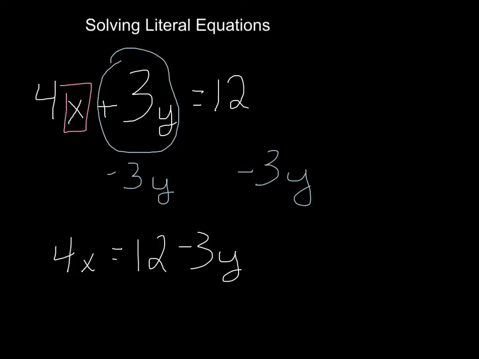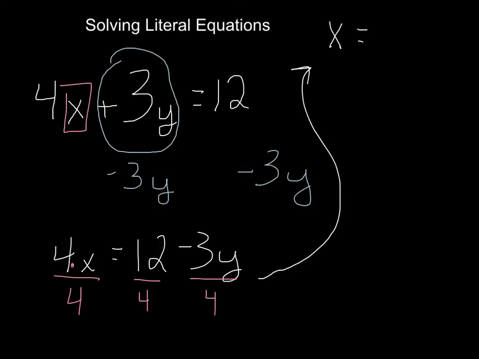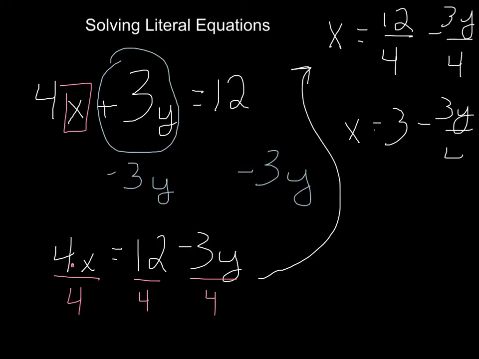Now that I have the x on the left hand side with just the 4 attached to it, I'm going to figure out how do I get rid of that 4. Well, since it's 4 multiplied by x, I'm going to divide everything to get rid of it. So I'm going to get the equation x equals 12 over 4 minus 3y over 4, and then hopefully I'm going to take that a step further and realize that that's just 3 minus 3y all over 4.